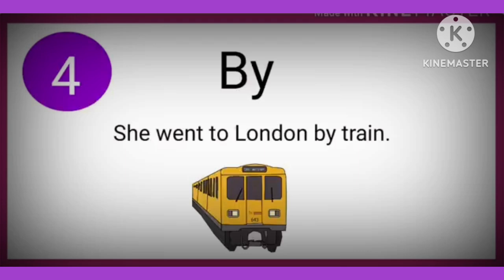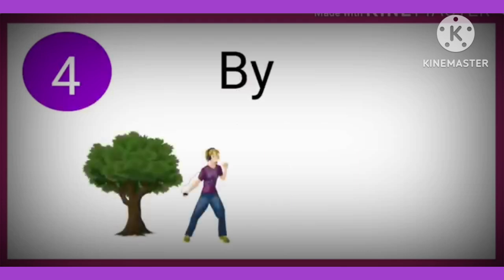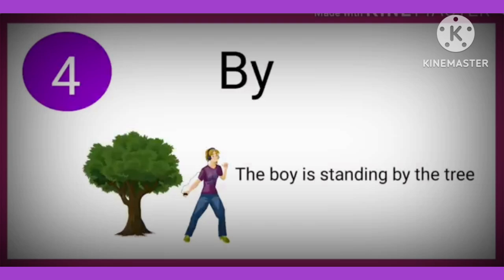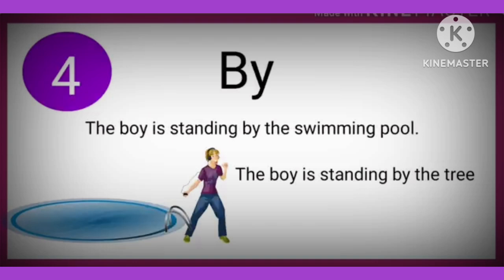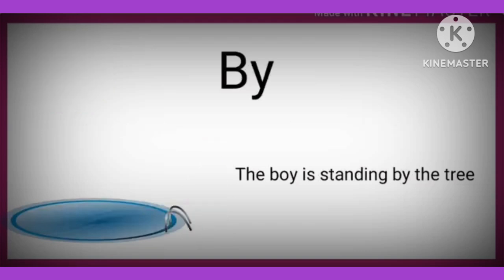Next example, understand. For understanding, by. Where is the boy? The boy is by the tree. The boy is standing by the tree. All these examples are very easy for you to understand. This is a tree and there is a boy. So where is the boy? The boy is standing by the tree. Another example is here, the boy is standing by the swimming pool.